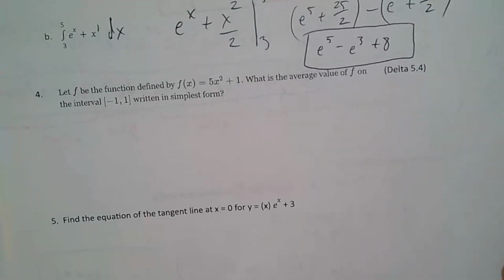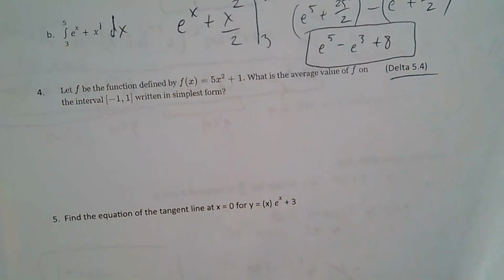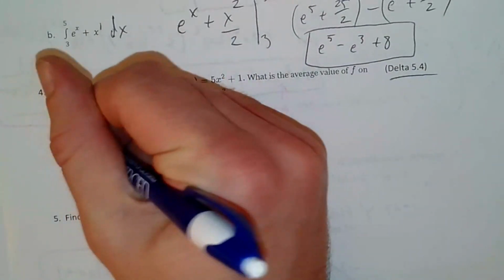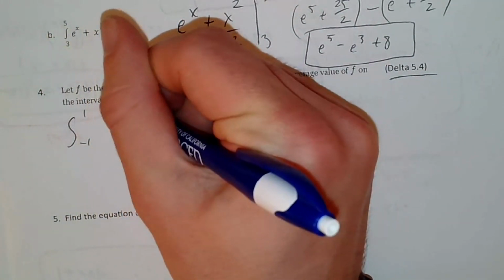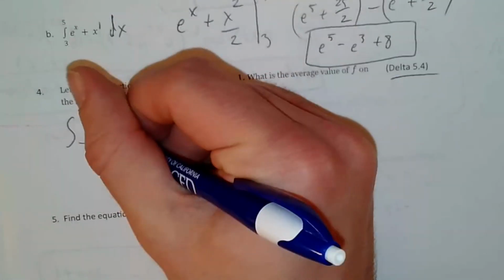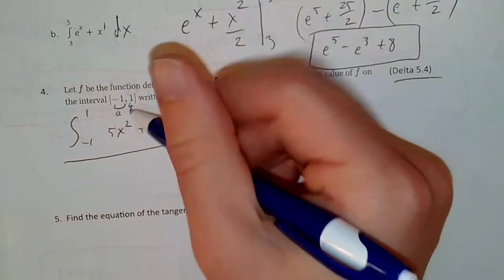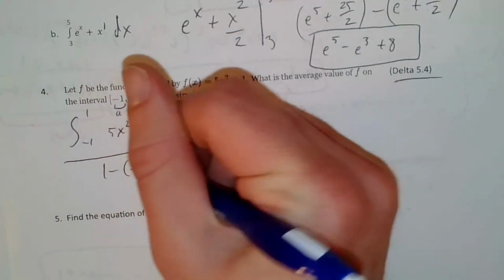Okay, moving on. What is the average value of f on the interval -1 to 1, written in its simplest form? Okay, this is straight from Delta 5.4. So this is the average value of a function. That form right there is going to be the integral from -1 to 1, because that's my a and my b, right, of 5x squared plus 1 dx all over b minus a, which is 1 minus -1.